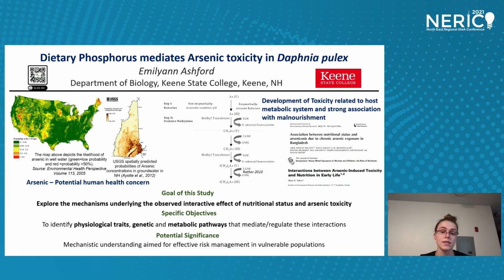We aim thus to explore the mechanisms underlying the observed interaction effect of nutritional status and arsenic toxicity, specifically identifying physiological, genetic, and metabolic pathways regulating these observations. These findings will hopefully give a mechanistic understanding applicable for risk management and vulnerable populations. Next slide, please.